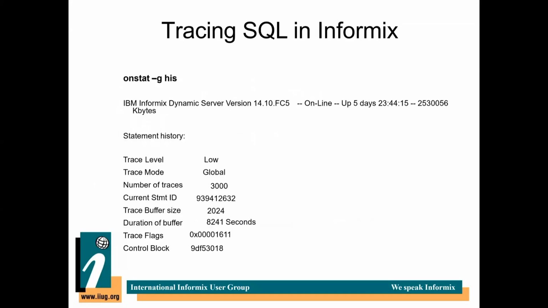So here's an example of the onstat -g his output. Again, it shows at the top your trace level, trace mode, number of traces, current statement ID, your trace buffer size, and the duration of your buffer. This shows how many seconds that it's being held in the buffer. So in this case, it was 8,241 seconds for the 3,000 traces.